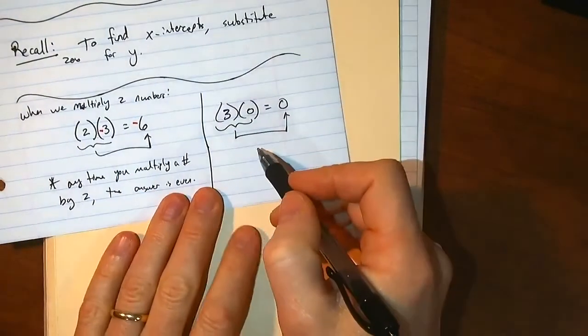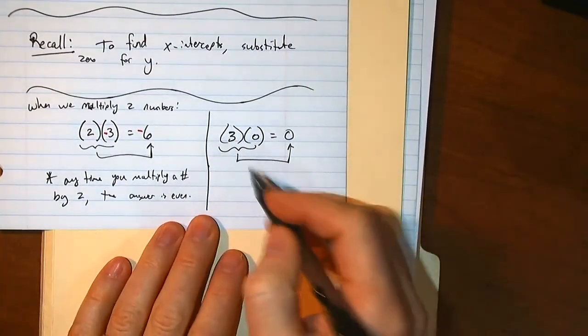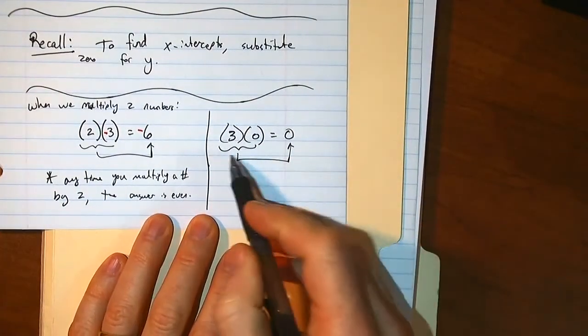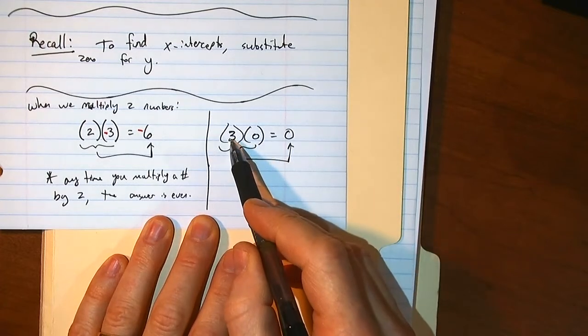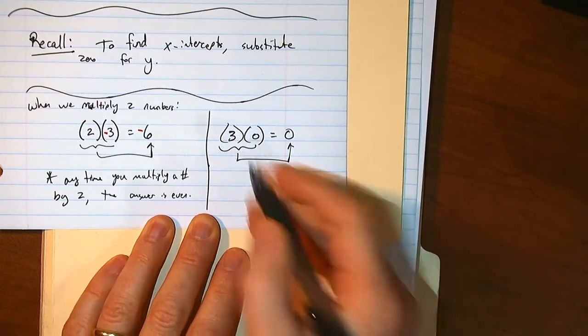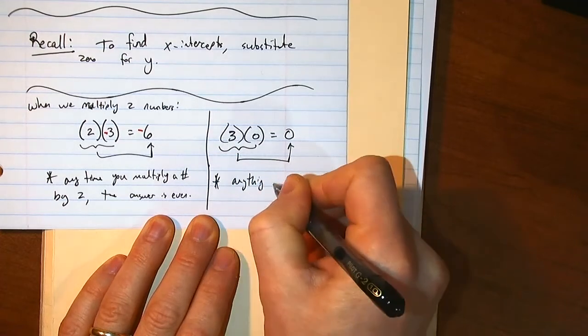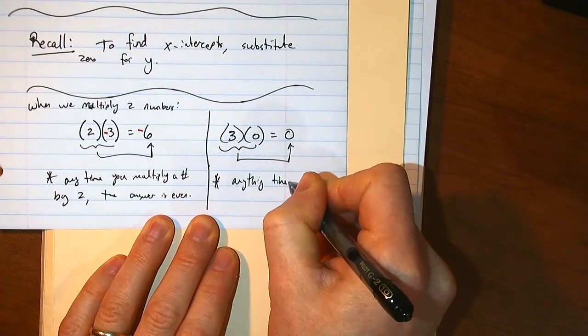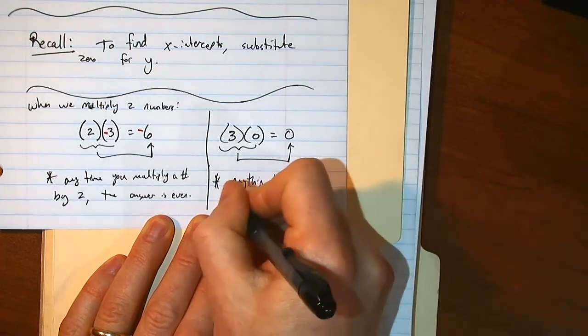There is a general rule that goes with this little product that I have here as well. Anytime you multiply something by 0, it doesn't matter what the something is, anything times 0 just happens to equal 0.